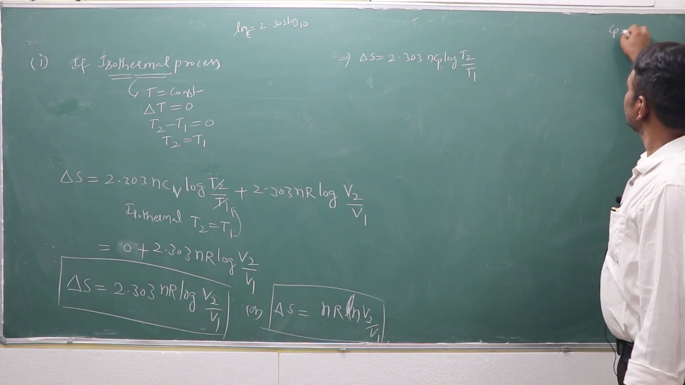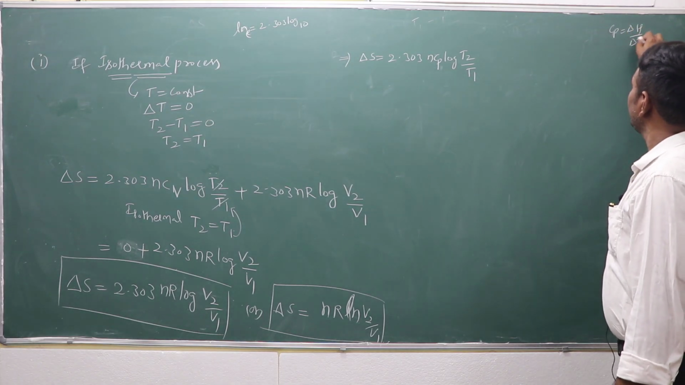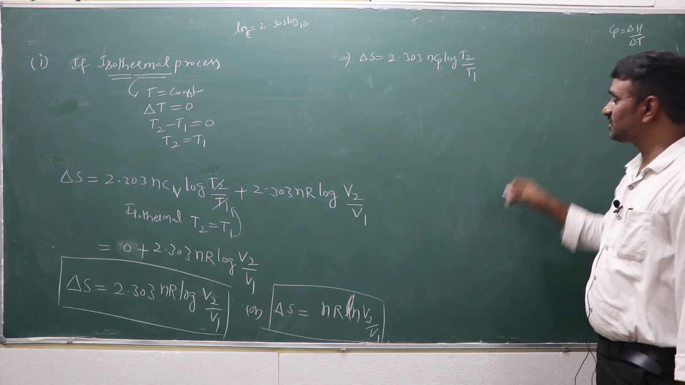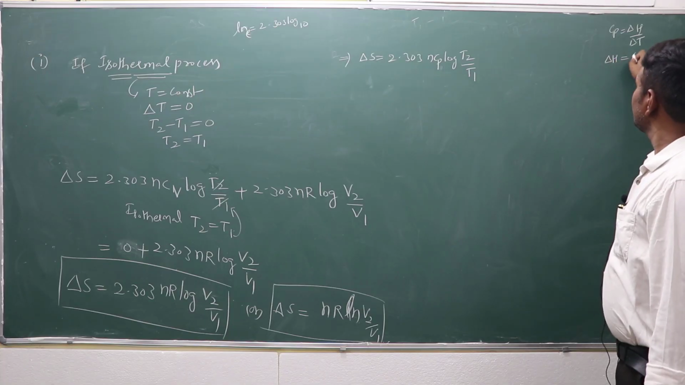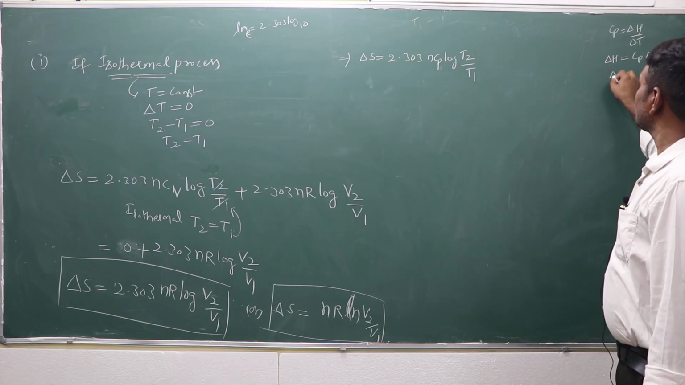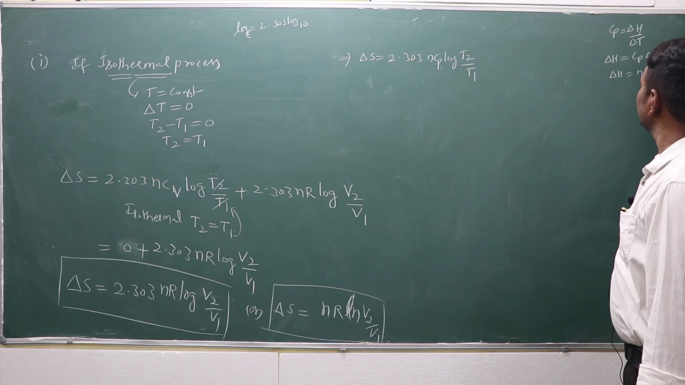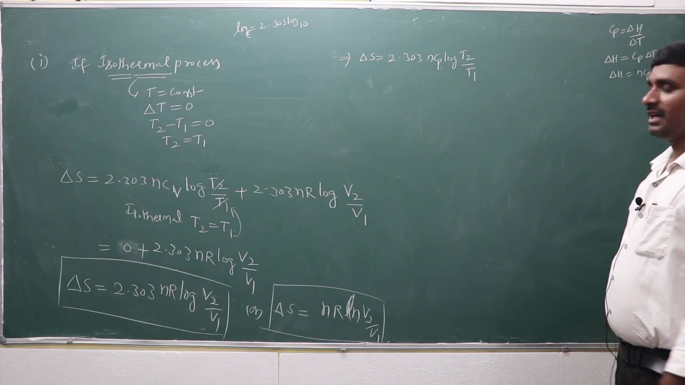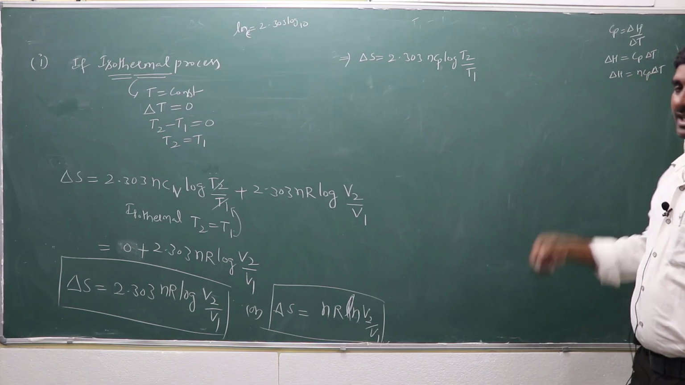Cp is equal to what? Delta H by delta T. Or delta H is equal to what? Cp into delta T. If n moles of ideal gas are there, nCp into delta T. Like that, delta E is equal to nCv into delta T.